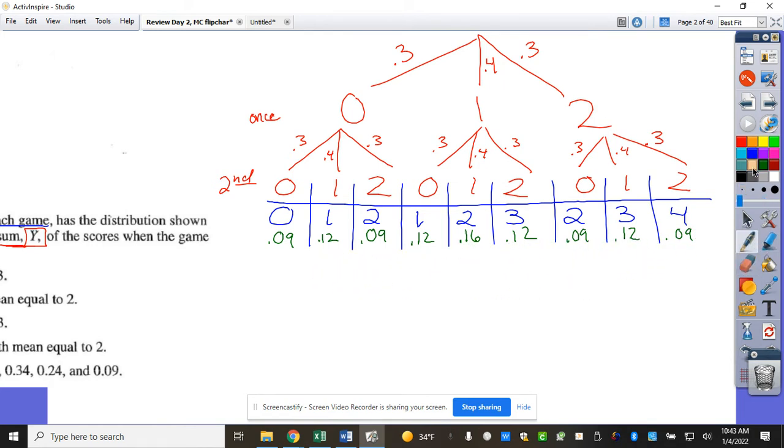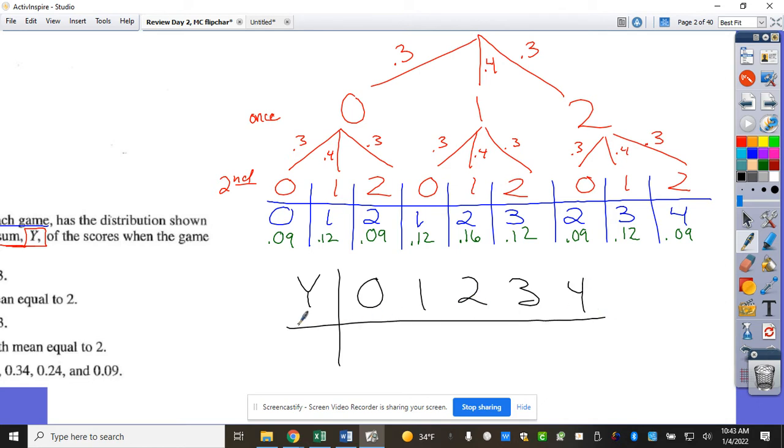Then I could choose to redraw my distribution for y. My options are 0 points, 1 point, 2 points, 3 points, 4 points. How many of my paths ended up with 0 total points? 1. What's the probability of that path? 0.09. And it actually ended up being the same thing over here, 4 points with 0.09.